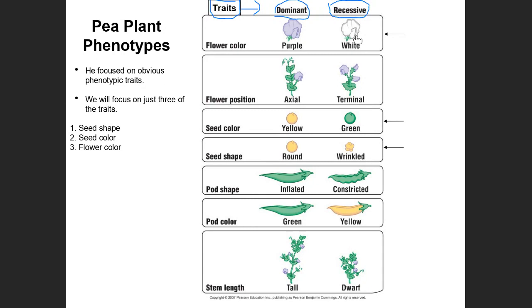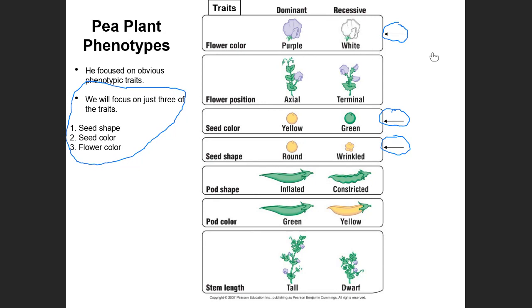Please listen to me carefully, okay? So you don't give yourself extra work. There are 7 traits Mendel studied. You are only responsible for 3. So listen carefully. Going into the third exam, any questions I ask you about Gregor Mendel's pea plant studies and the patterns of inheritance, these are the 3 traits I want you to focus on. Seed shape, seed color, and flower color. So on this PowerPoint, I put arrows next to the ones you need to focus on.